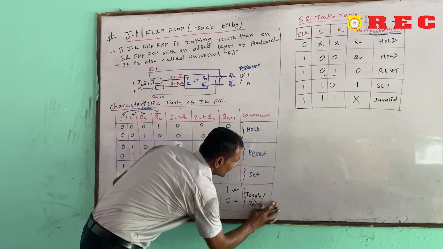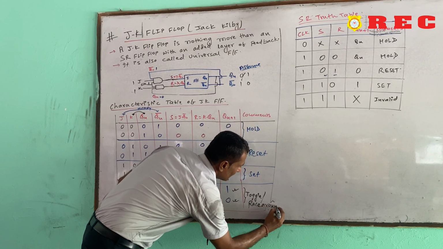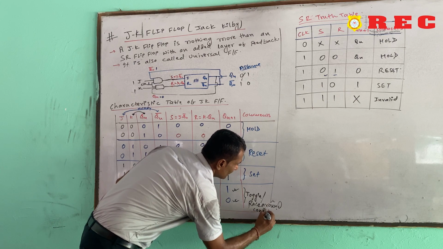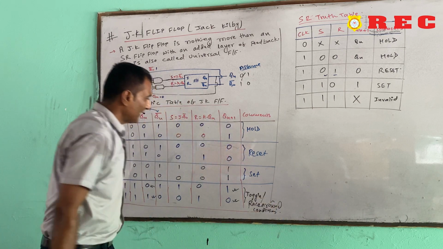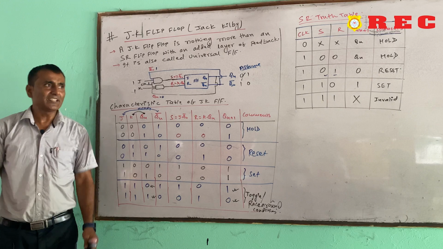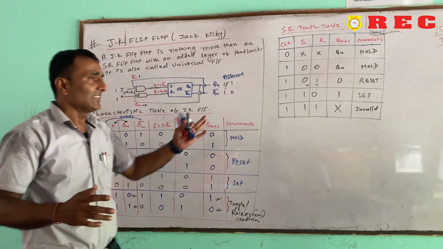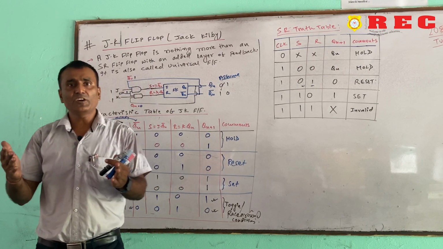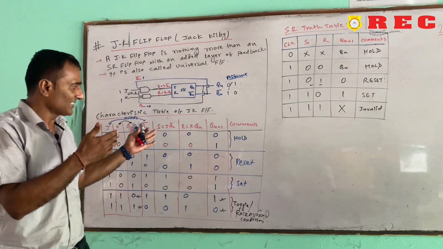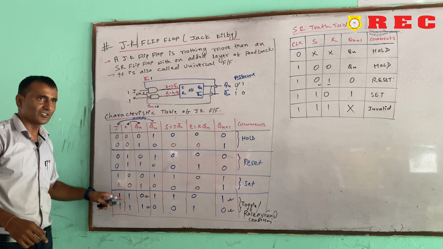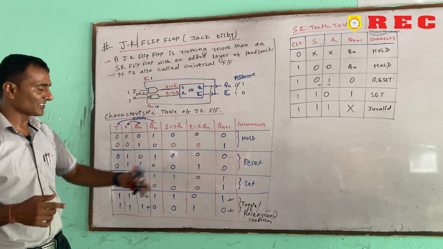This state is known as toggle, or also we can say race around condition. What is the race around condition? It is very important. In this JK flip flop, what we have seen is that whatever the values in the SR flip flop, the same values are also in this one. Only the state where J is equal to 1 and K is equal to 1 is the change.